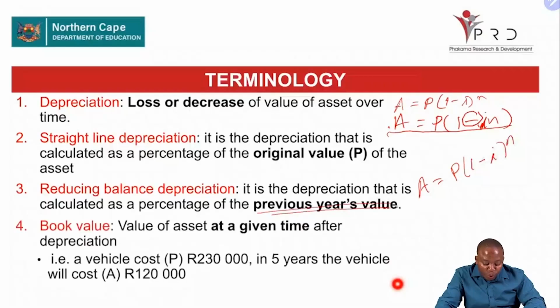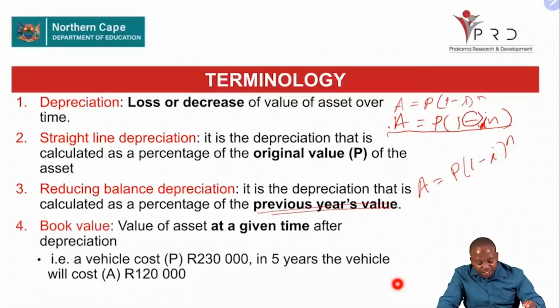Also, you must know what a book value is. The book value is the value of an asset at any given time after depreciation. So when we ask what is the book value of an asset, we are saying maybe after 2 years, how much will this asset be worth? If I buy a car this year, how much will it be worth in 2 years' time? That means if I want to sell the car in 2 years' time, how much can I sell it for? So the book value is the value of an asset at a given time.